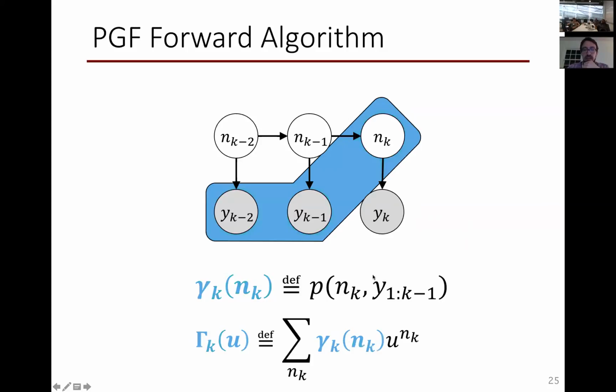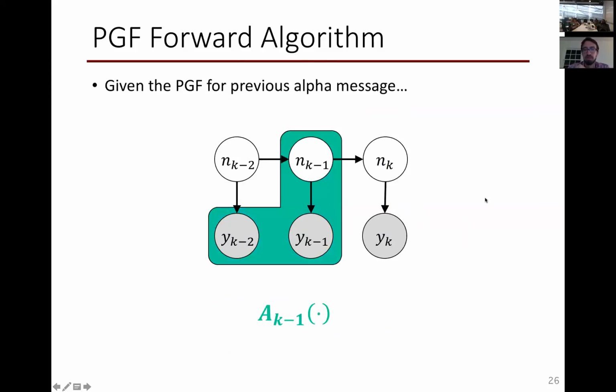Okay. Similarly, I can do the same for the gamma k. I can set up a PGF for the gamma k messages, which we'll just call big gamma. Okay. And then the hard part is how do I actually define the recurrence so that given the generating function for alpha k minus 1, how do I get the generating function for the next alpha message? Okay.